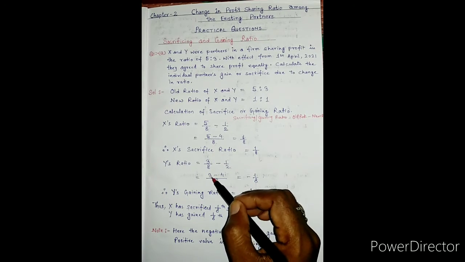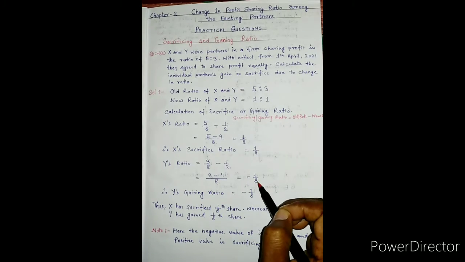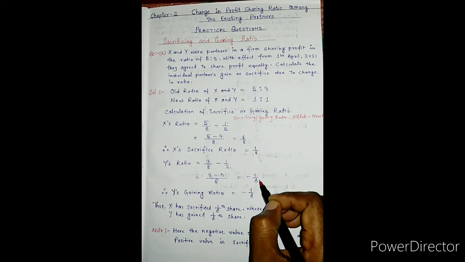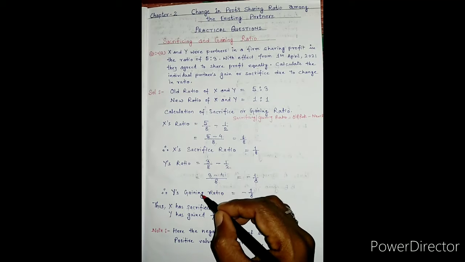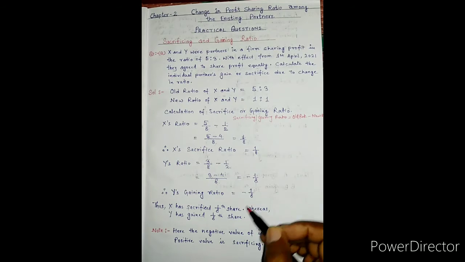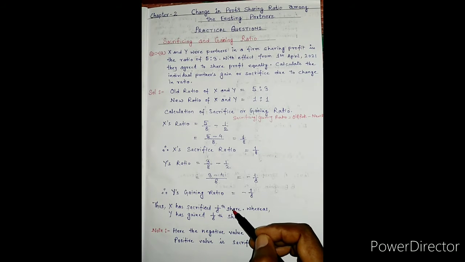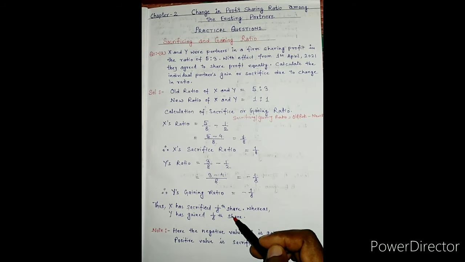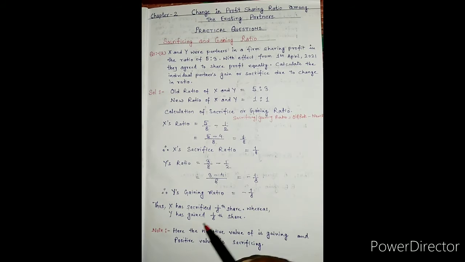Now subtract this, so we get minus 1/8. When we subtract 3 minus 4, we get minus 1/8. So this is the gaining ratio of Y. Here Y's gaining ratio is minus 1/8. So here we can see that X has sacrificed 1/8 of its share, whereas Y has gained 1/8 share. Now make a note here that the negative value is gaining and the positive value is sacrificing.